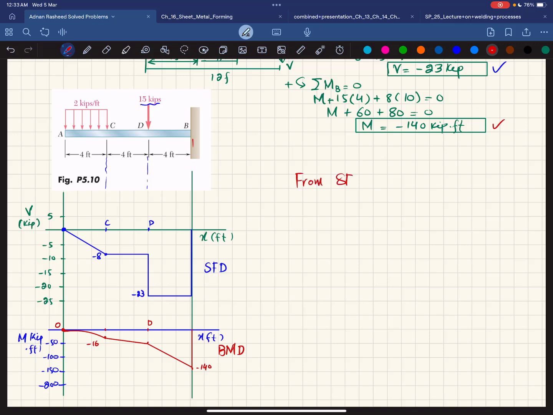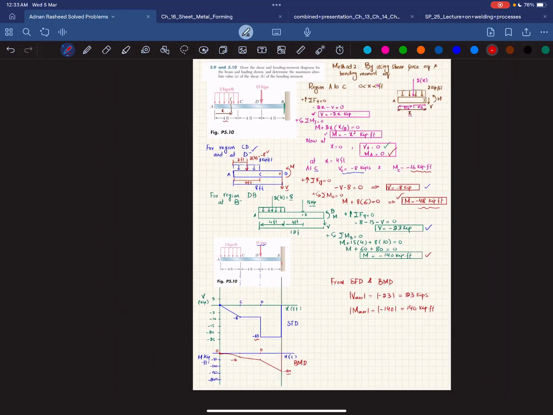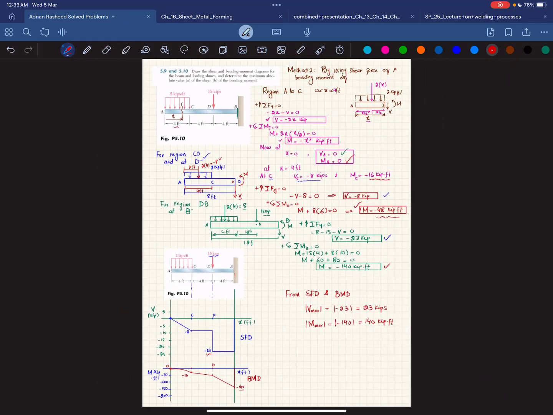So from this SFD, shear force diagram, and bending moment diagram, you can calculate the maximum absolute value of shear force and maximum absolute value of bending moment. So this, you can see, is minus 23, or that is equal to 23 kips, and moment is minus 140 mod, and that will be 140 kips into feet. So this was all about this problem 5.10 that we have solved by using two methods.